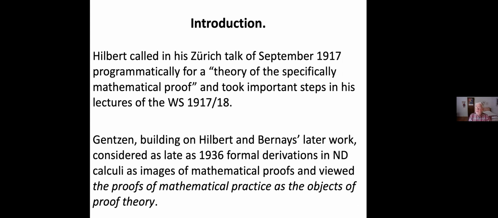Gentzen, building on Hilbert and Bernays' later work that started in 1922, considered as late as 1936 formal derivations in natural deduction calculi as images, Abbilder, of mathematical proofs, and viewed the proofs of mathematical practice as the objects of proof theory. And he wrote this in 1936 in the paper in which he established the consistency of elementary number theory.